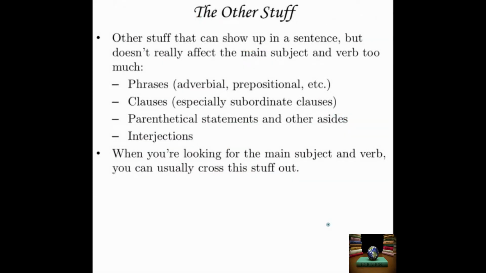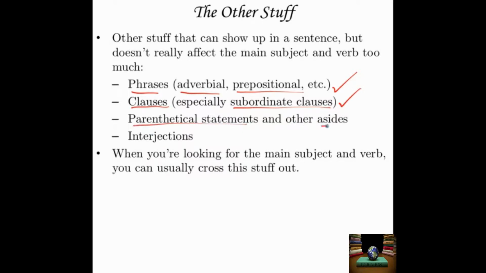All right. Other stuff that shows up in English sentences. Other stuff that can show up in a sentence but doesn't really affect the main subject and verb too much includes phrases. That includes adverbial phrases, prepositional phrases, and so on. Clauses, which are a phrase is a group of words. A clause is a group of words that contains its own subject and verb, and we have entire lessons on those. Subordinate clauses tend to pop up in this sort of thing.